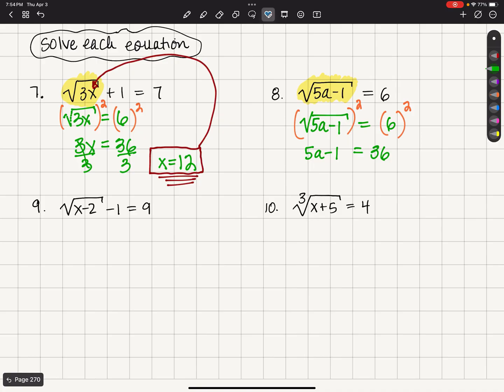We're going to add 1 to both sides. And we get 5a equals 37. I divide both sides by 5, and I get a equals 37 over 5. Well, 37 over 5 is about 7 2/5. So a little bit more than 7.